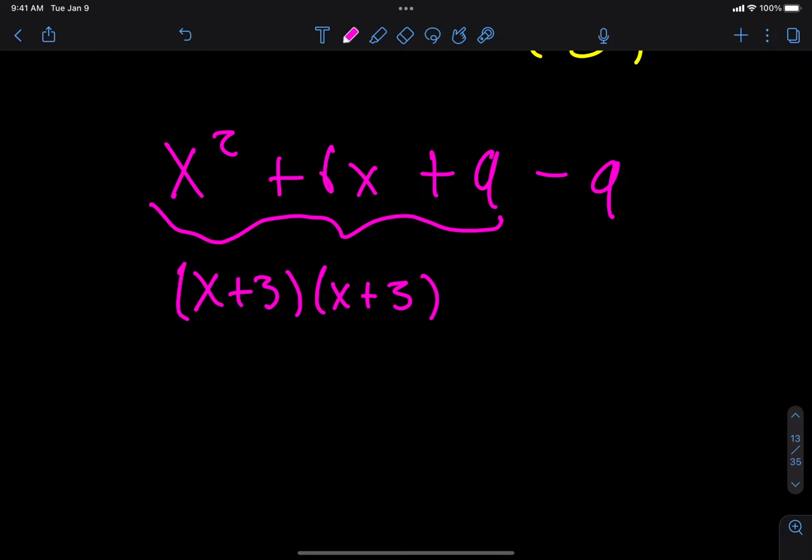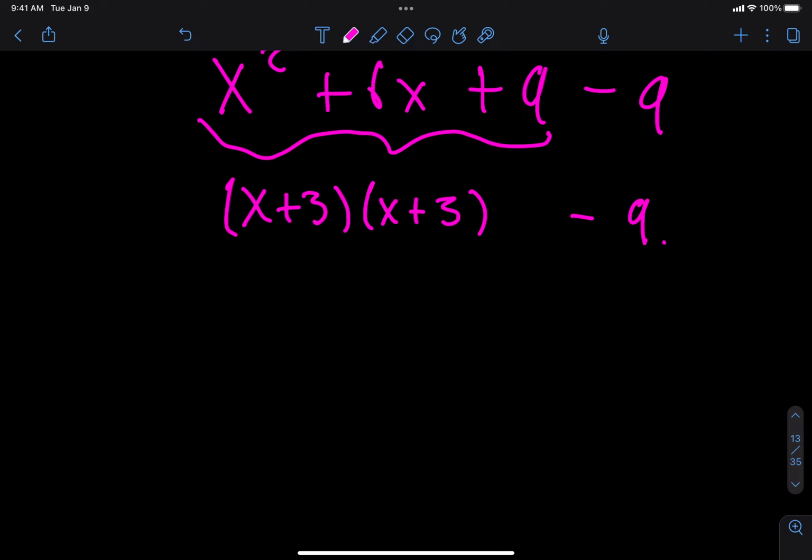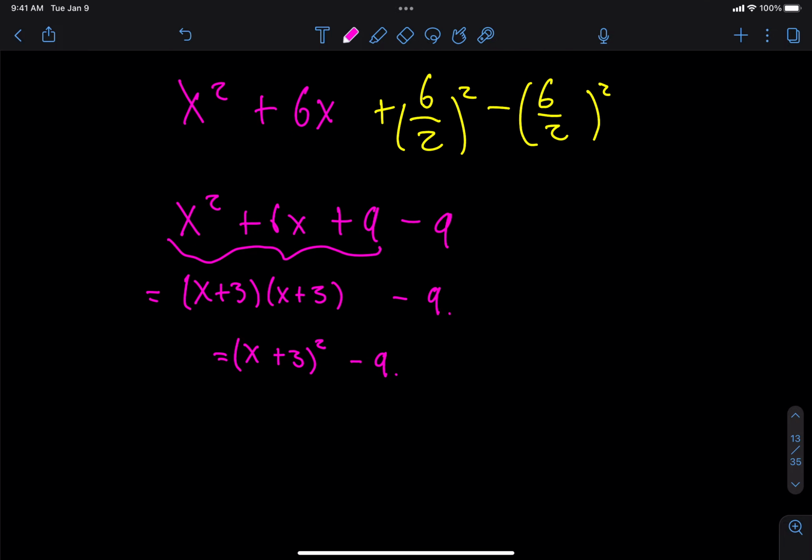Do you agree with me? And then minus 9 still. And then x plus 3 times x plus 3 is just x plus 3 squared, right? Are we happy? Okay, let's see another one. Or I'll leave that up there for a second. Any questions on this one?